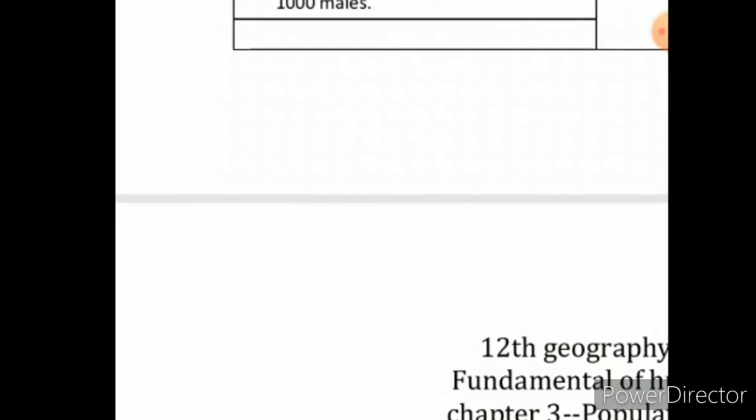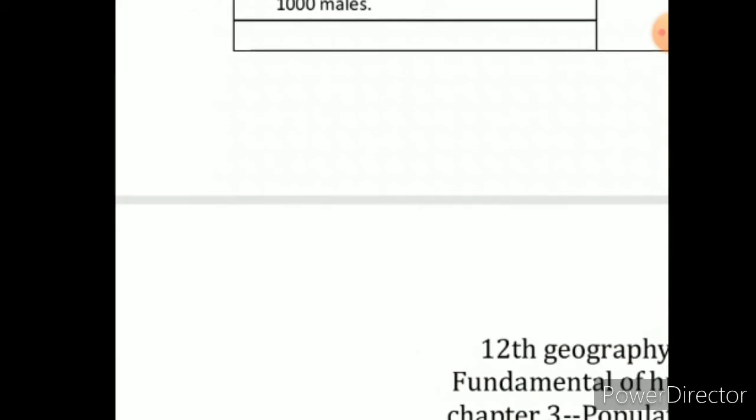Latvia is a country which was earlier part of USSR, and it reflects a very good result, where we find 1187 females per thousand males. So Latvia is a country where we find that women outnumber males.